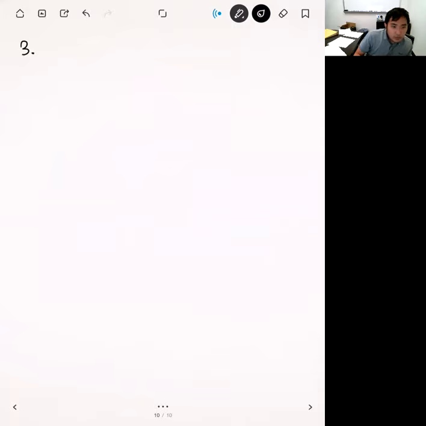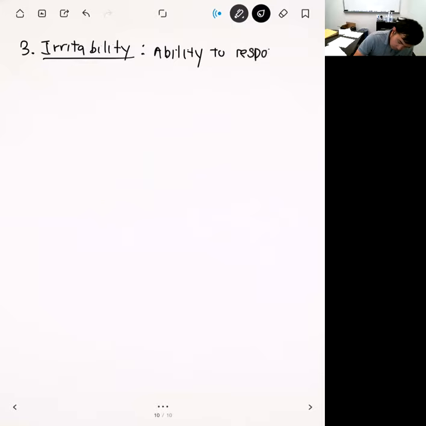All right, and so the third important property is irritability. Okay. And so irritability corresponds to the muscle's ability to respond to stimulus. Right, and so your muscle has to be able to respond to stuff, right? And so, whenever your brain tells your muscle to contract, then it should do that, okay?